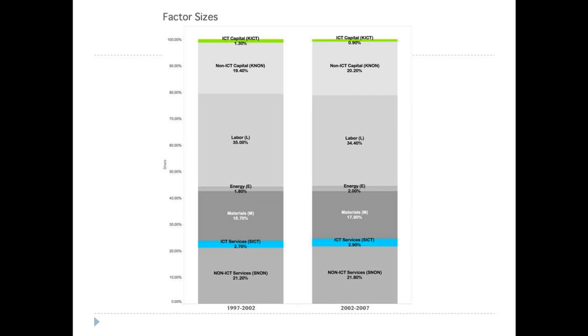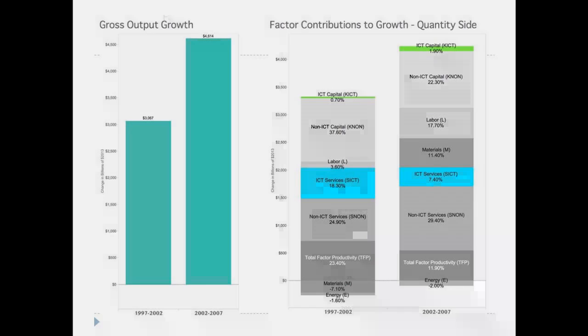But what's interesting is that when you look at it from a growth perspective, these ICT sectors are actually growing much faster than the rest of the economy, as you can see here. Over this period, in the green bars, you can see the growth rates, how much the economy grew during the 2 5-year periods. In the first period, gross output grew by about $3 trillion, and in the second period, from 2002 to 2007, output grew even more by $4.6 trillion. So that's some pretty solid growth over that decade.